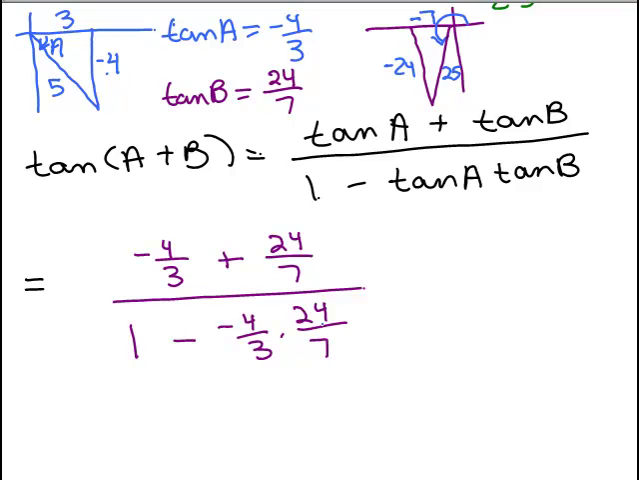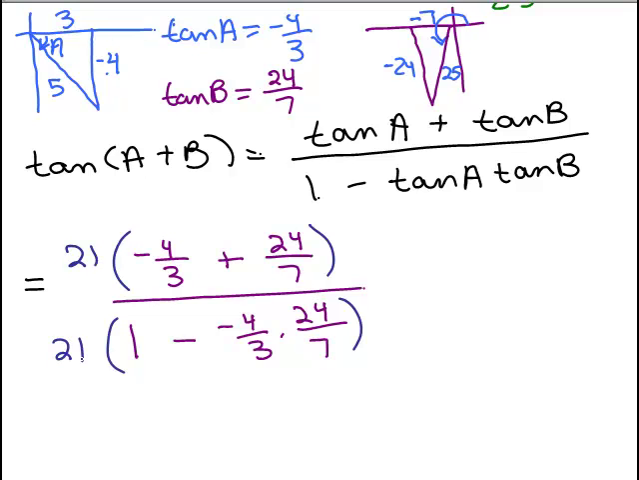Okay, so now we have to simplify this. You could look at it and decide the least common denominator. Now you can cancel this 3 into the 24, but the least common denominator is still going to be 3 times 7. So I'm just going to leave everything as is and multiply the numerator and denominator by 21. This is all arithmetic at this point.